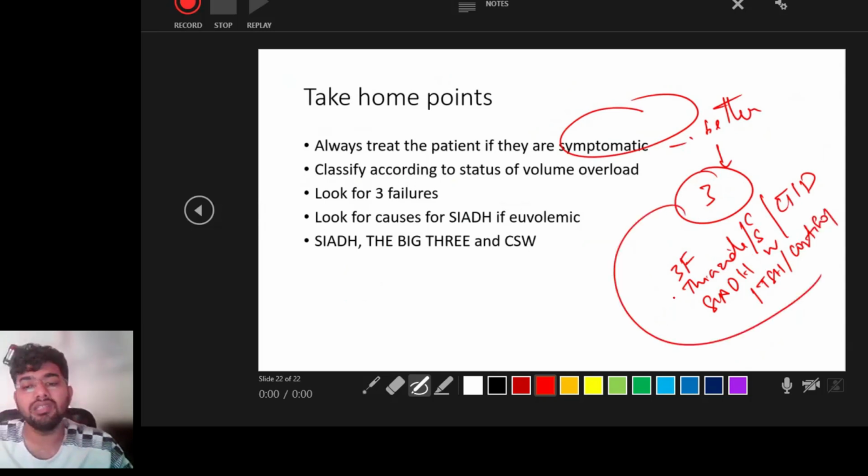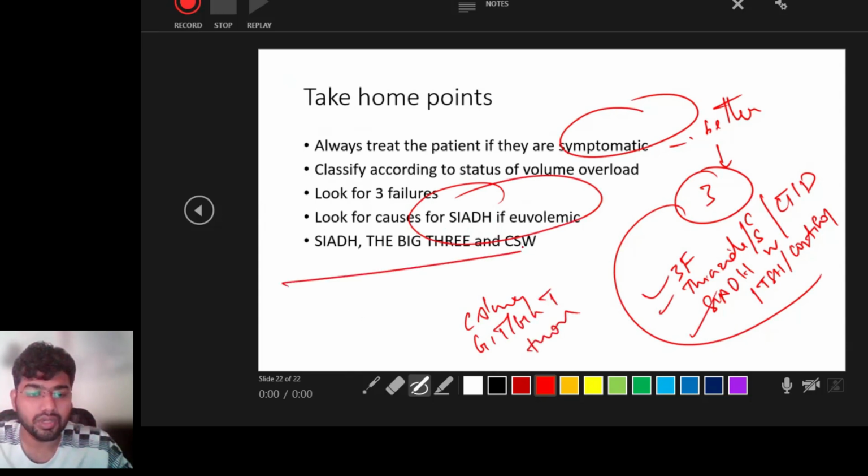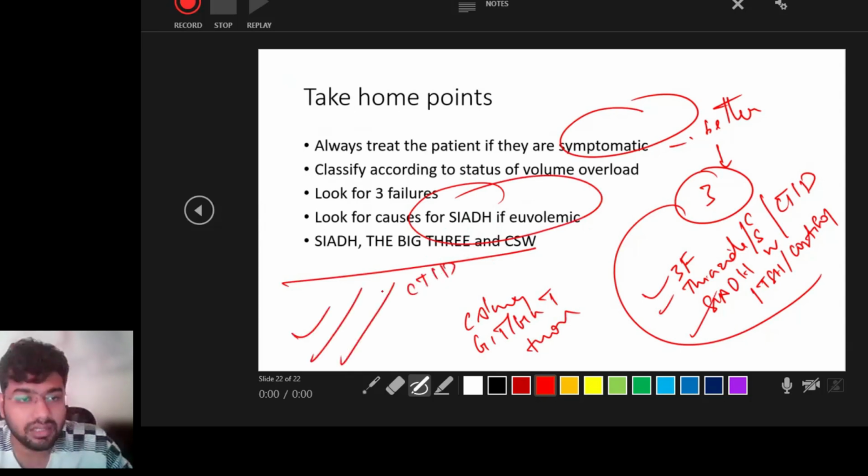So, in a nutshell, these are the important causes for hyponatremia. Look for causes of SIADH, that is chronic lung diseases, any CNS trauma, drugs like NSAIDs and carbamazepine and SSRIs, any pain, any stress, nausea. All of these are common causes of triggering SIADH, as well as CA lung, gastrointestinal tract, and genitourinary tract tumors. So SIADH, the big three, and CSW along with CTID form the most common causes for hyponatremia.